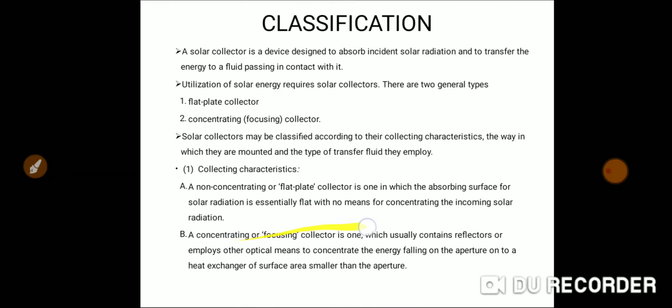But in a concentrating type of collector, we use some optical means to concentrate the energy that is falling on the aperture onto the heat exchanger. So in this solar collector, we use some optical means to concentrate solar radiation onto the aperture.